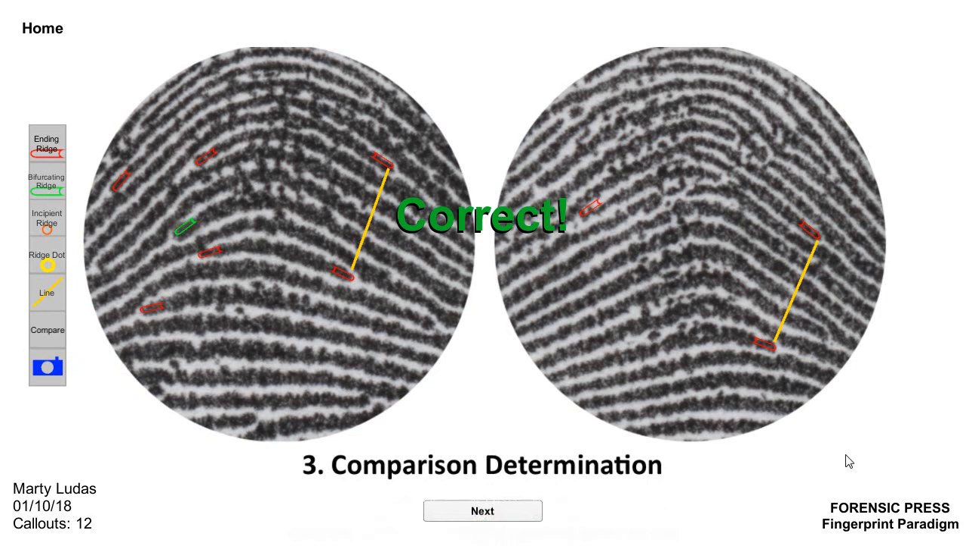Let's look at this exclusion determination. I have the ridge features marked and the yellow line. If you remember, these are the ridge counts that I made between these, and they do not correspond. Neither does the ending ridge that is right here. So the paradigm gives you as many possibilities to document your comparisons. If you were to make an incorrect determination, hopefully your documentation would help you determine that.